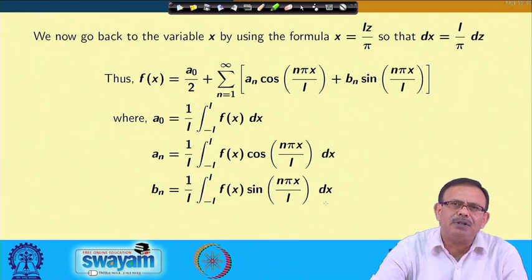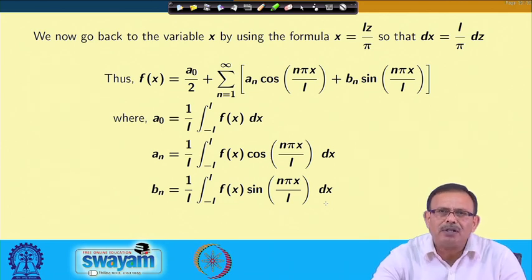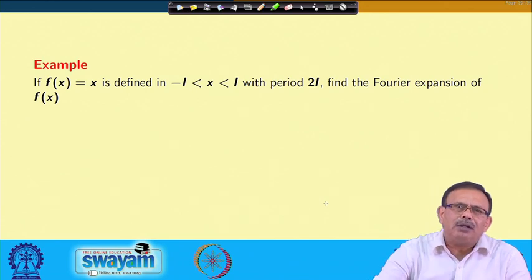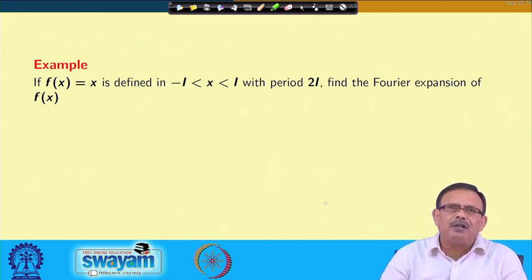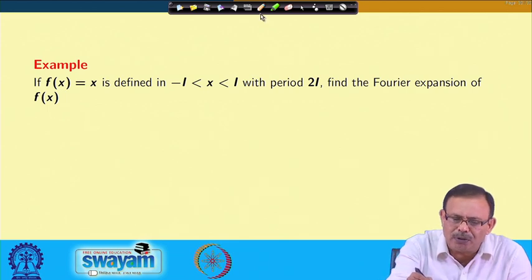So, the only change is this. Earlier, when the function was defined in minus pi to pi, it was simply cos nx or sin nx. Now, it is cos n pi x by L or sin n pi x by L when the function is defined in minus L to L. And let us see, we have a function f(x) which is defined in the interval minus L to L with a period 2L. We want to find the Fourier expansion of this function f(x), which is defined in minus L to L.